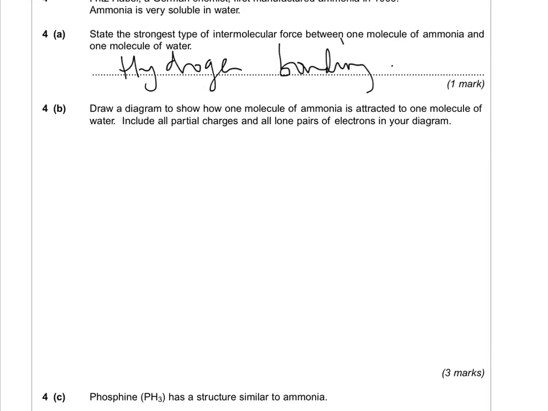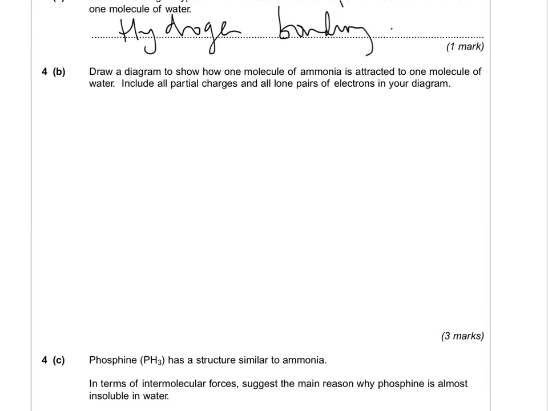And then draw a diagram to show how one molecule of ammonia is attracted to one molecule of water. So ammonia is the following, NH3. And then you've got water, which is H2O. A few of you are drawing 2 O's and 1 H. Okay, so just make sure you got that right.